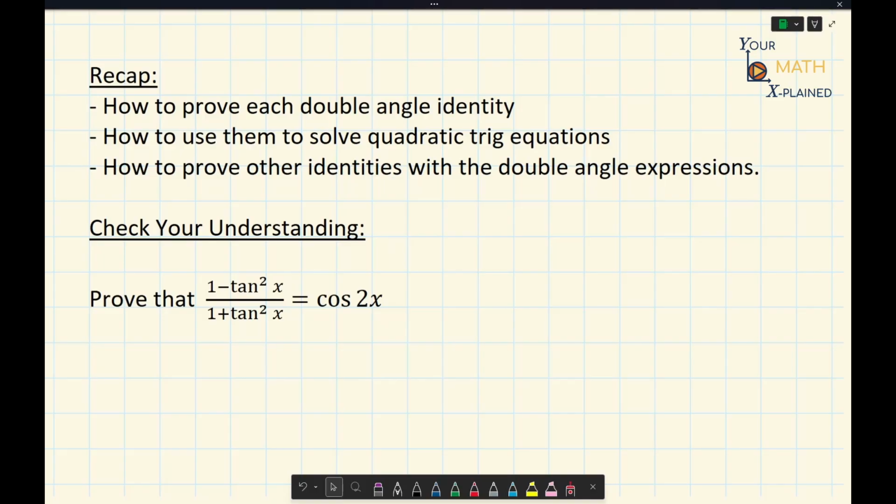And now it is your turn to give this a try. Can you prove this trig identity on the screen here?